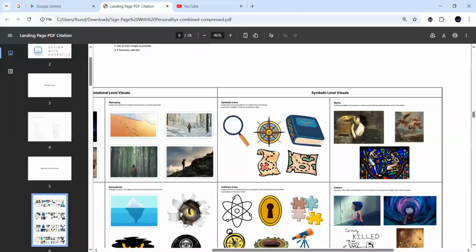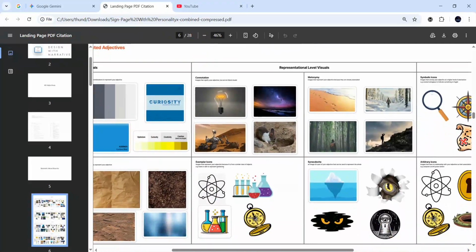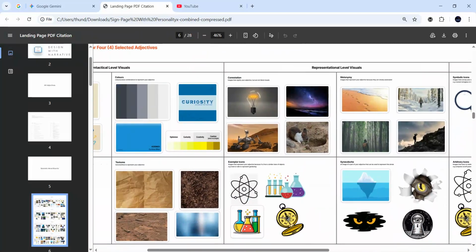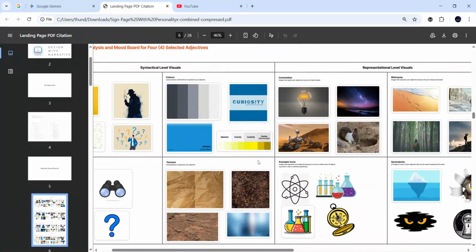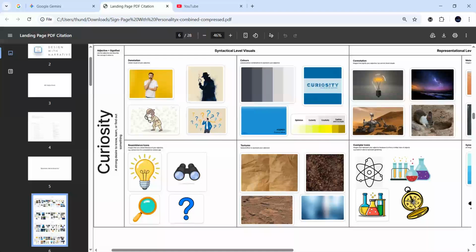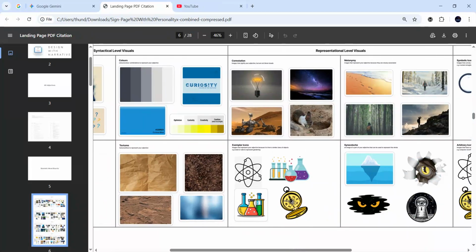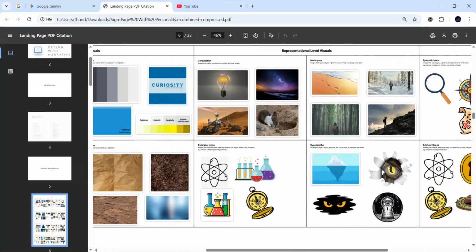The third one that I chose was related to curiosity, which is a word that is defined as a strong desire to know, learn, or find out something. So once again, I have my denotations and my images that I think represent what my adjective means.